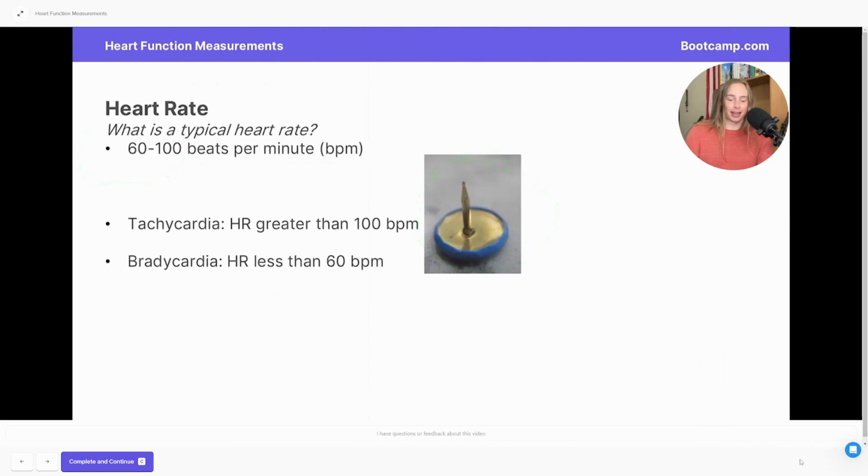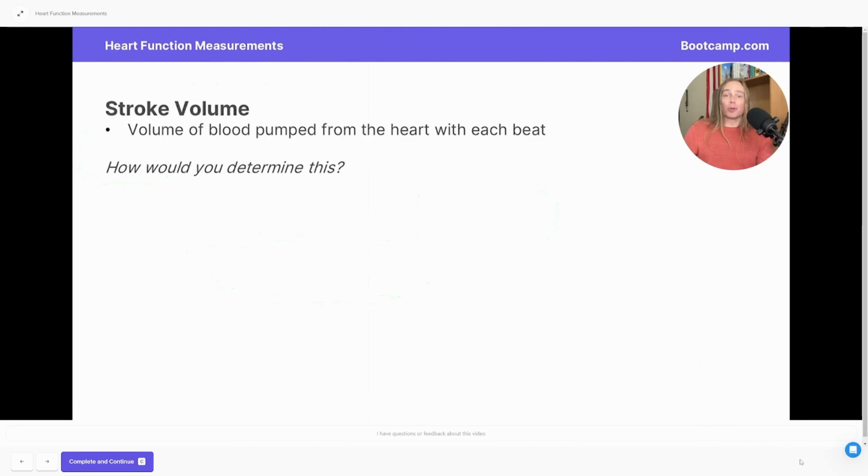Bradycardia, on the other hand then, indicates a heart rate of less than 60 beats per minute. The next measurement we'll discuss then is stroke volume. So stroke volume is going to indicate the amount of blood that is pumped out of the heart at the end of every beat. So this typically refers to the volume of blood that's ejected from the left ventricle, but in most cases it can refer to the right ventricle as well.